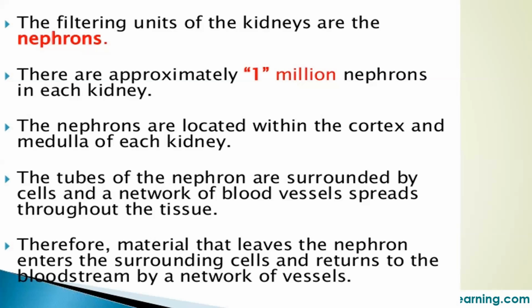Therefore, material that leaves the nephron enters the surrounding cells and returns to the bloodstream by a network of vessels. So whatever blood enters the nephron, after the filtration, once the water and the necessary substances are reabsorbed, those reabsorbed water and nutrients will be sent to the surrounding cells, as well as enter the main bloodstream by a network of vessels, that is, blood vessels. Okay.